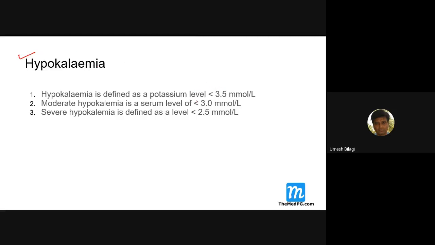If it is less than 3.5 and above 3, it is mild. So 3 to 3.5 is mild. And from 2.5 to 3, it is moderate. Less than 2.5 is severe. Okay, that's what this slide is about. They can ask questions on these levels.